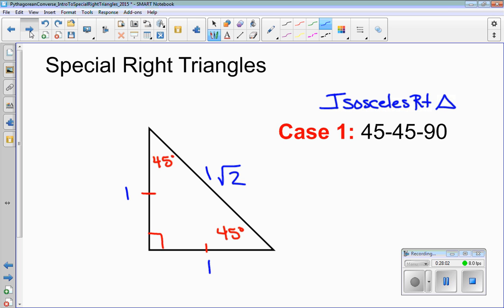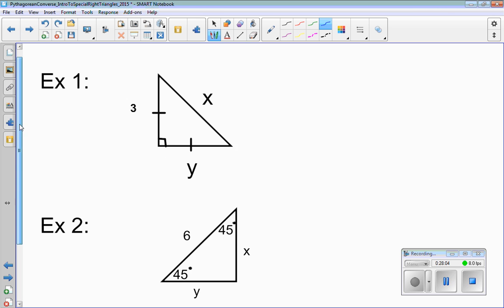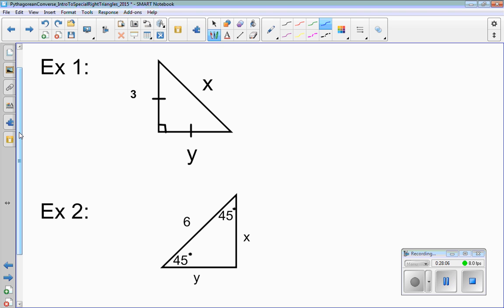Okay? So let's look at a couple of examples with this. You can choose to write these down or choose not to. If you're going to write any of them down, write example 2, because it's the harder of the two. Go ahead and look at the first one. Based on what we just did, you should be able to answer what x and y are fairly quickly.